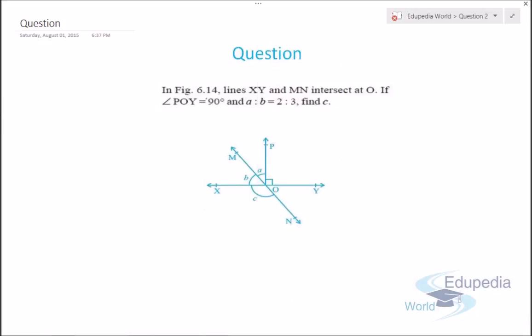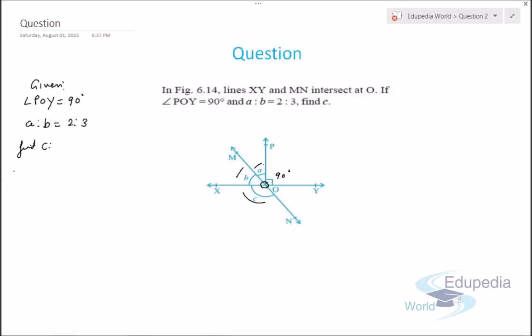In question number 2, it's given in the figure, lines XY and MN intersect at point O. If angle POY is 90 degrees, so this is given to be 90 degrees, and A is to B, meaning the ratio of this angle to this angle, is 2:3. We need to find angle C. Let's see how we can do this. First of all, it's given that angle POY equals 90 degrees and A is to B is 2:3, and we need to find C.